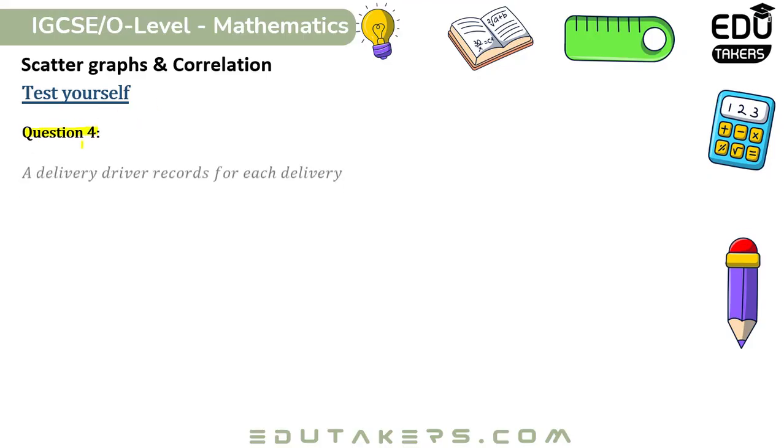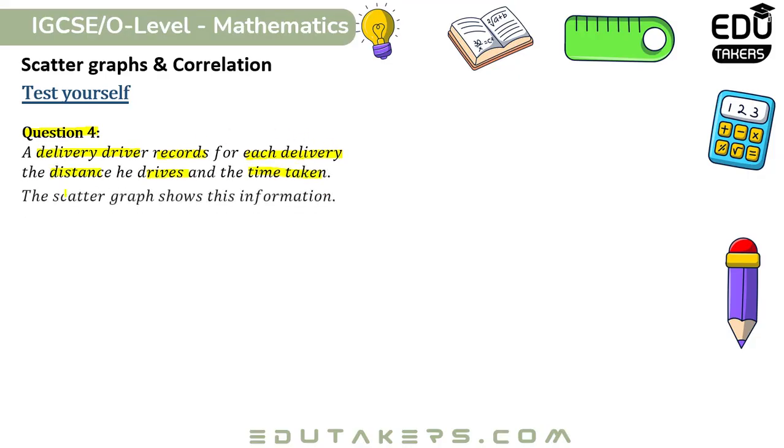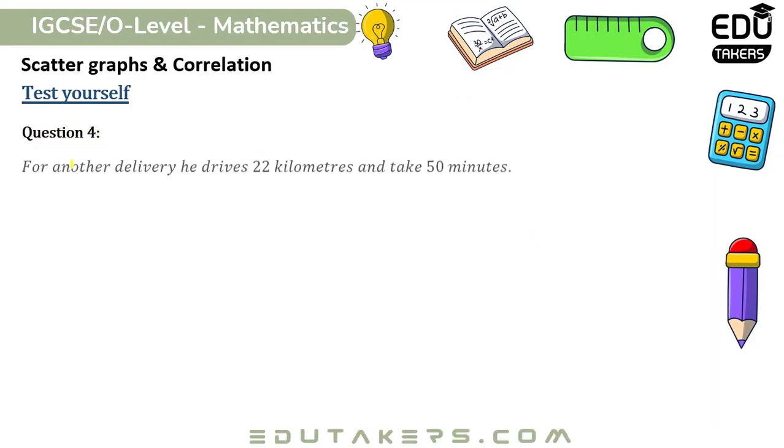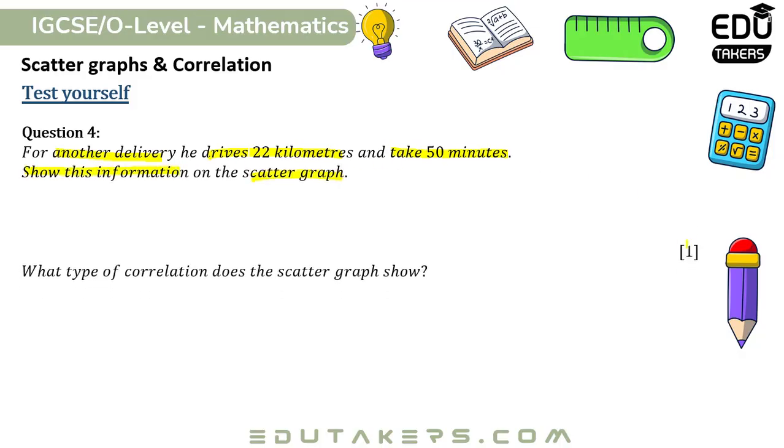Question 4. A delivery driver records for each delivery the distance he drives and the time taken. The scatter graph shows this information. For another delivery, he drives 22 kilometers and takes 50 minutes. Show this information on the scatter graph. Is of 1 mark. What type of correlation does this scatter graph show?